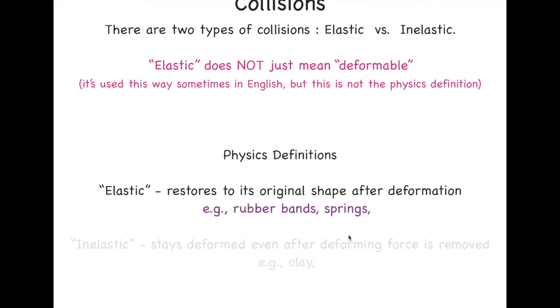In physics, the definition of elastic really means that it restores its original shape after deformation. Examples of things that do this are, of course, springs, but also things like rubber bands. Anything where if you push on it, it may deform, but deformation by itself is not enough, because clay would deform, but clay is not elastic. Clay doesn't bounce back. Anything that will restore its original shape as soon as you remove the force that's deforming it is elastic by a physics definition. In contrast, anything that stays deformed after the deforming force is removed, for instance clay, would be considered inelastic.